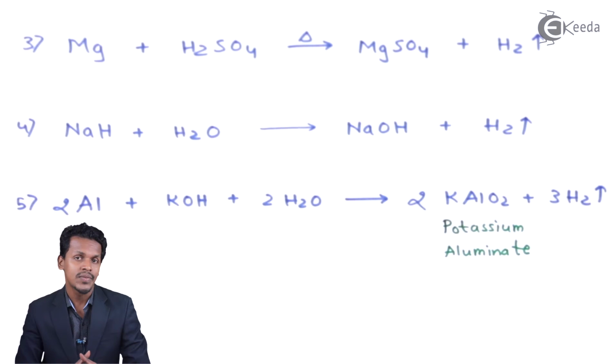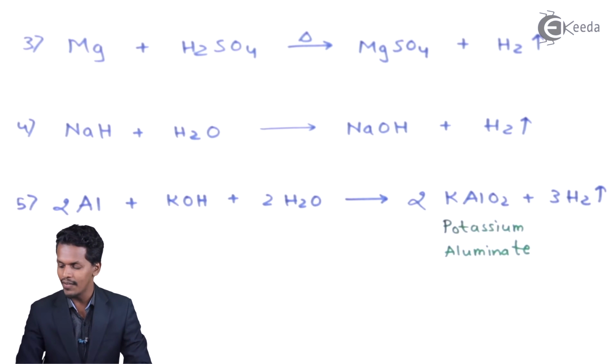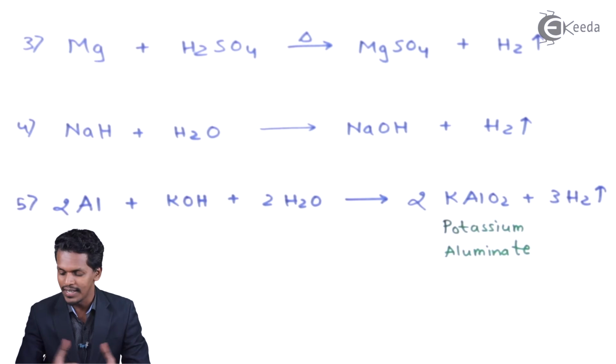The main focus was to understand how hydrogen gas is formed in the laboratory and how it forms as a byproduct. These were the few reactions I was discussing, and this is how we can get hydrogen gas in a lab by taking reactants like zinc, magnesium, and sodium hydride.